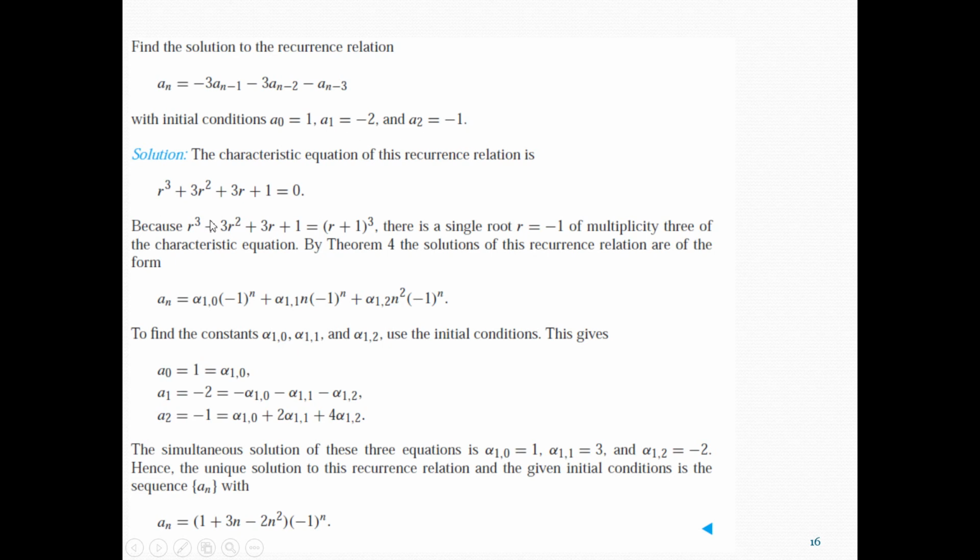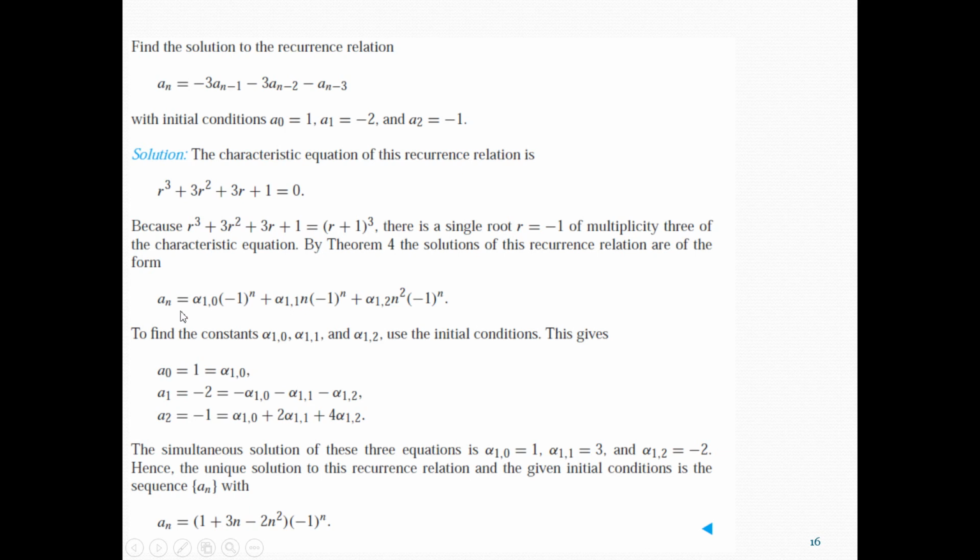First of all, we have to find the characteristic equation. The characteristic equation is r cubed plus 3r squared plus 3r plus 1 equals 0. Because all the c's are negative, you can see all the positive terms here. This is nothing but (r plus 1) cubed, and r equals minus 1 is the root of this characteristic equation of multiplicity 3. So we have only one root, and it is of multiplicity 3.